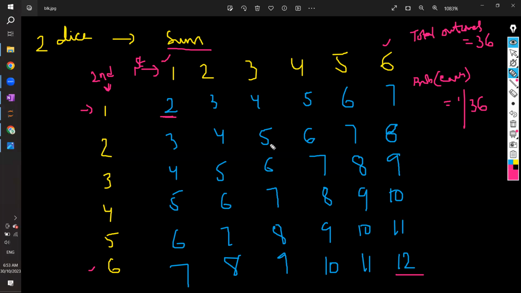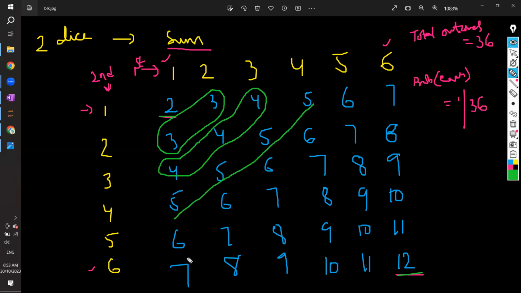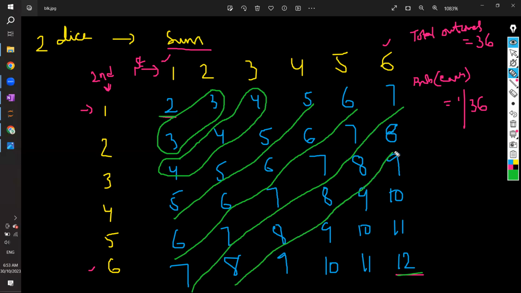That is fine. But now if you see, there are some repetitions. Agree? So if you see over here, 2 appears only once, 12 appears only once. But 3 appears 2 times. Agree? 4 appears 3 times. Agree? 5, 6, 7. Similarly, 8, 9, 10, 11. Fine. So except 2 and 12, everything is repeated.